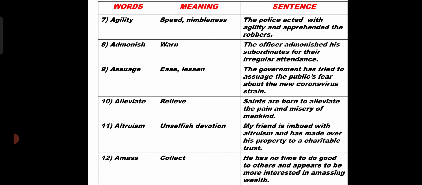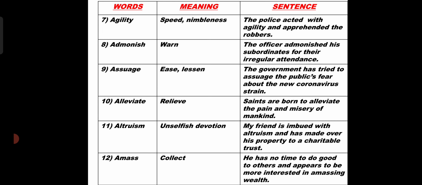Next, assuage. Assuage, meaning ease or lessen. For example, the government has tried to assuage the public's fear about the new coronavirus strain. Next word, alleviate. Alleviate, meaning relief. For example, saints are born to alleviate the pain and misery of mankind.